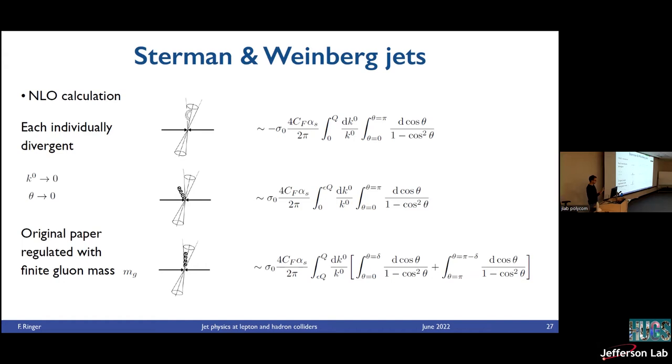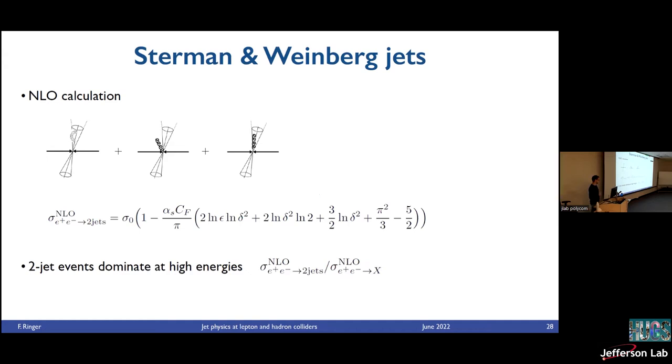I'm not going to go into too much detail here. The original paper did that by introducing a finite gluon mass. That's not really a very typical regulator that I would use today. It works fine at NLO, though it can have some issues at higher order. But as it turns out, if you sum up all these different things and use a regulator for the intermediate steps, then in the end you get a finite contribution. That's shown here. So if we sum up the leading order plus all the different contributions at next-to-leading order, we get the following result for the e plus e minus to two jets rate, which is the leading order contribution times one, minus alpha s, this is a one-loop calculation, times this factor here on the right.